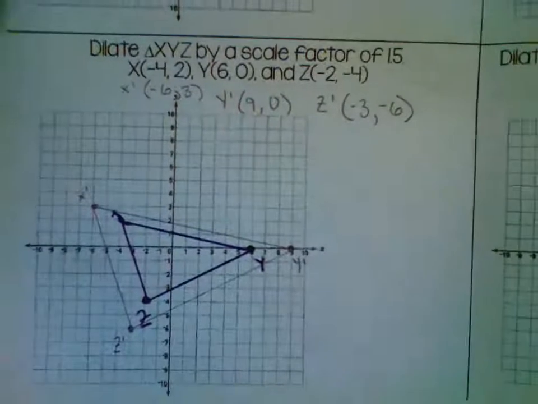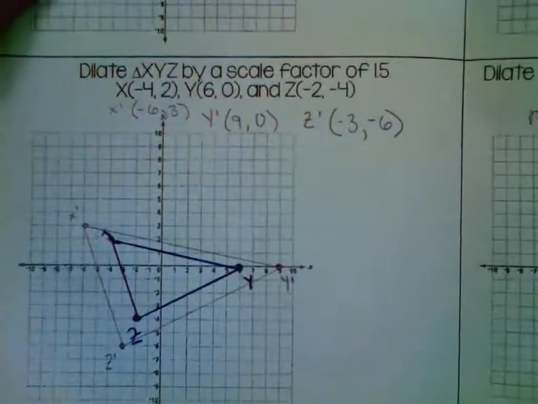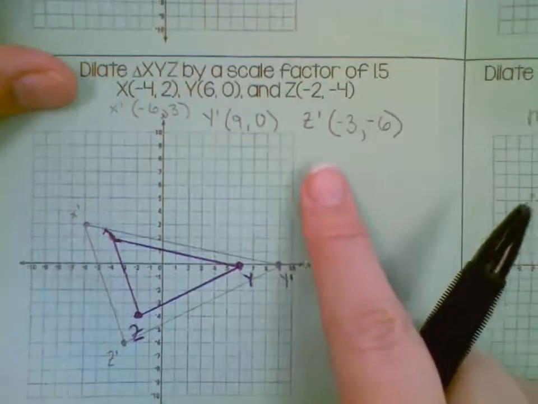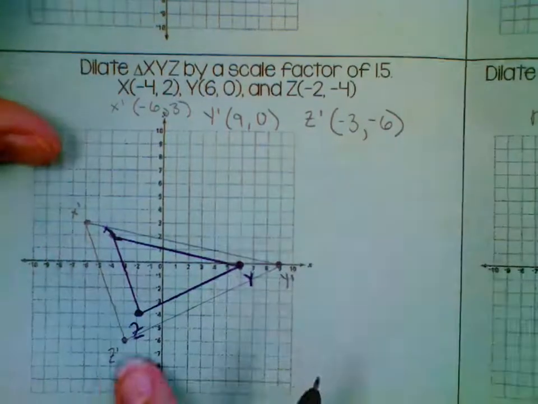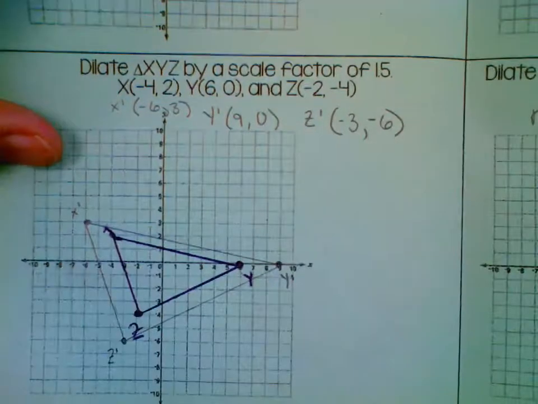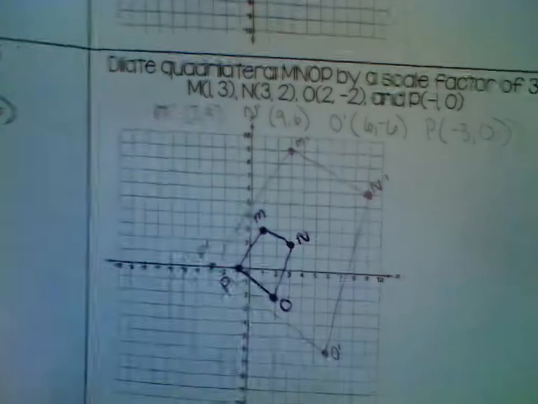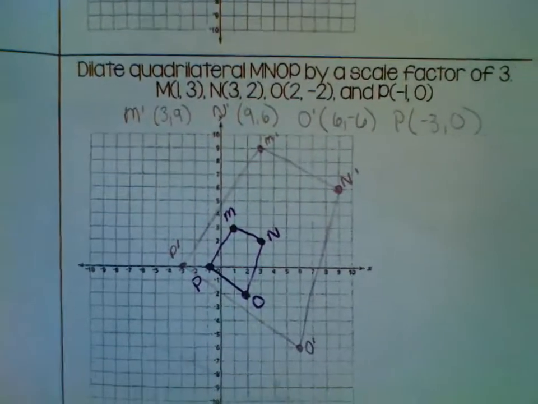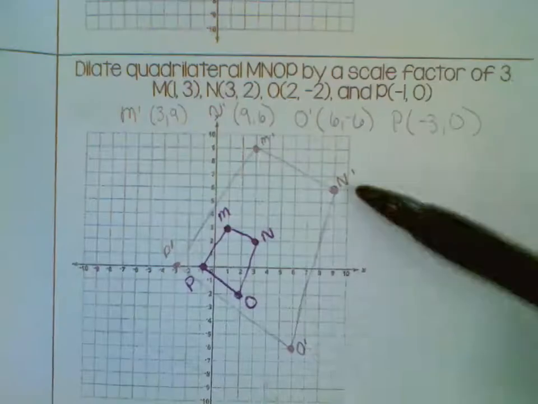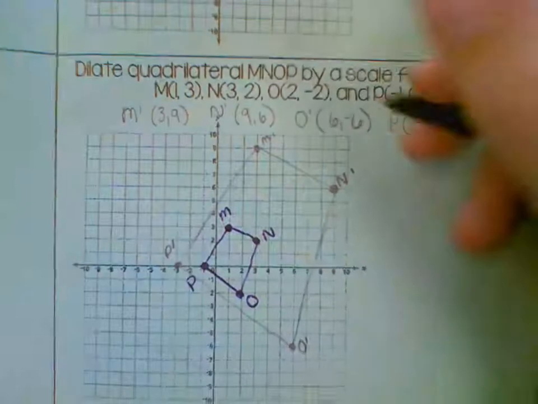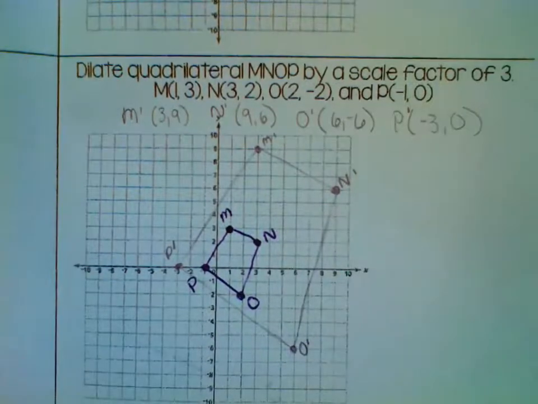Okay, so for the example that was on the left, we multiplied it by 1.5. So it's making it 1.5 times bigger. So this is what it should look like in the end. And then for this one, we multiplied by a factor of 3. So it got a lot bigger, 3 times bigger. So this is what that one should look like.